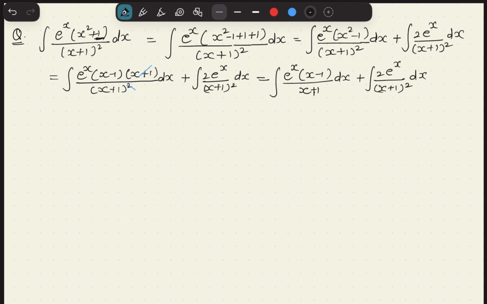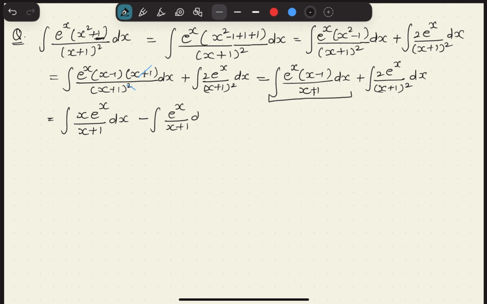Now this first term can be split into two parts. Let us split it into two parts: x into e to the power x upon x plus 1 dx minus e to the power x upon x plus 1 dx, plus 2 e to the power x upon x plus 1 whole square dx.